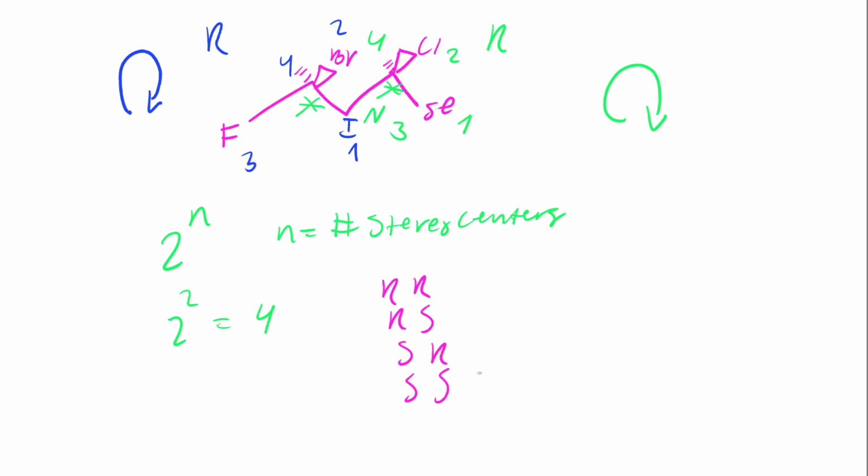And that's all you really have to do. You just have to make sure that your lowest priority group is in the back, always. If it's not, then you're going to have to exchange it with something that is in the back, right? 2 raised to the n is the formula you need to calculate how many stereocenter possibilities you have, right? And so congratulations, you just did around 70 practice problems for stereocenters.